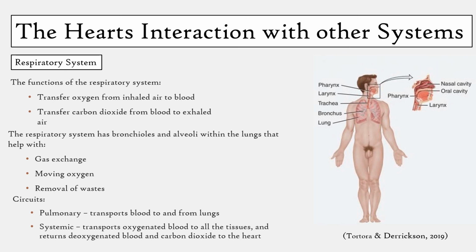The pulmonary circuit transports the blood to and from the lungs, where it picks up oxygen and delivers carbon dioxide for exhalation. The systemic circuit transports oxygenated blood to all the tissues of the body and returns the relatively deoxygenated blood and carbon dioxide to the heart to be sent through the pulmonary circuit.